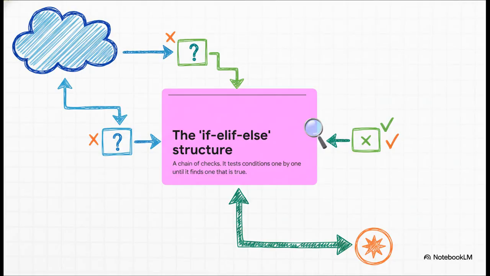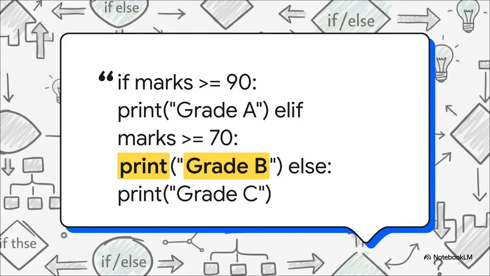I want you to think of this like a waterfall. Elif is just short for else if. The computer starts at the top and checks the first if condition. If it's false, it flows down to the first elif. If that's also false, it flows to the next one, and so on. But the moment, the very instant, it finds a condition that's true, it runs that code and then stops the whole process. Now, the order of this code is absolutely critical.